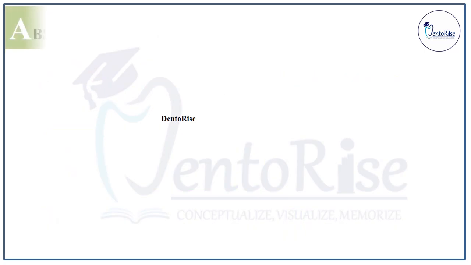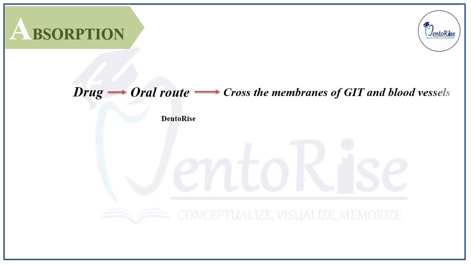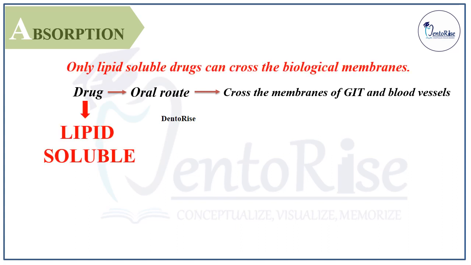Starting with absorption, there are certain key points which need to be remembered, which will simplify the entire concept of absorption for you. A drug, whenever consumed via the oral route, has to cross the membranes of the GIT and the blood vessels, or we can say it has to cross the biological membrane. Always remember key point number 1: only lipid soluble drugs can cross the biological membrane.